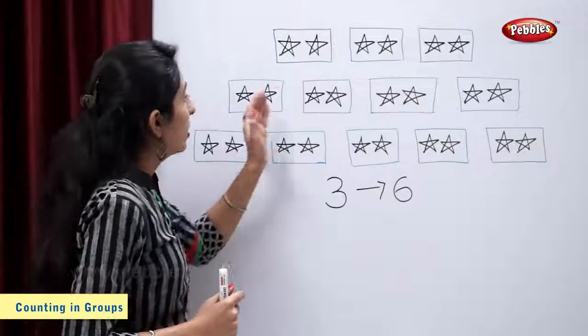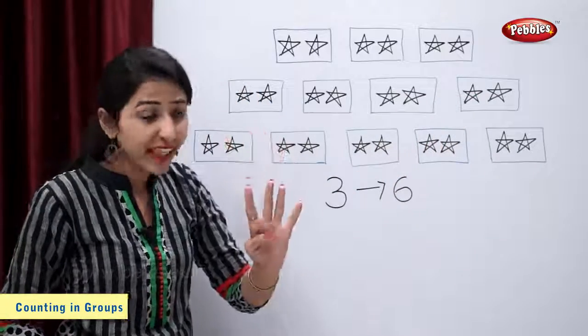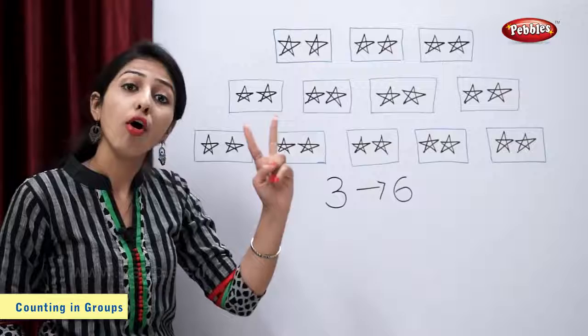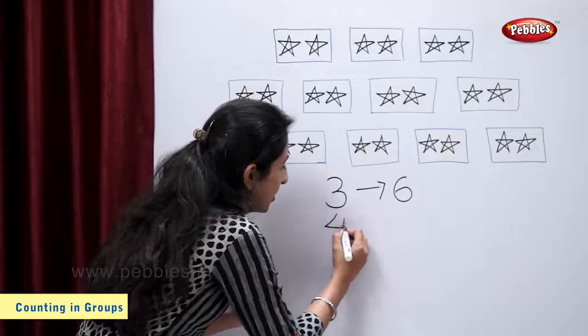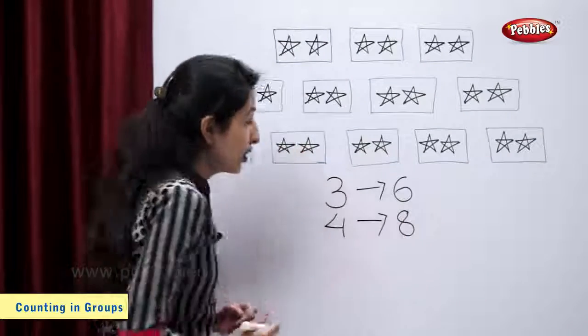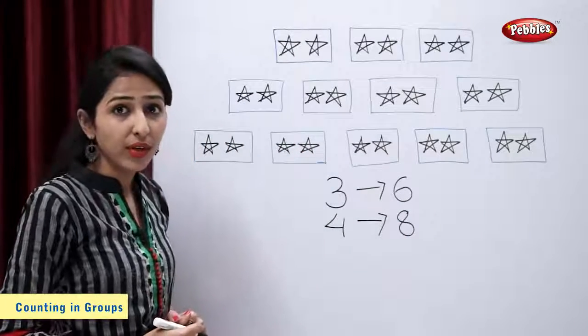There are total 4 pairs in the second row. 4 pairs of 2 stars each. So there are total 8 stars in the second row.